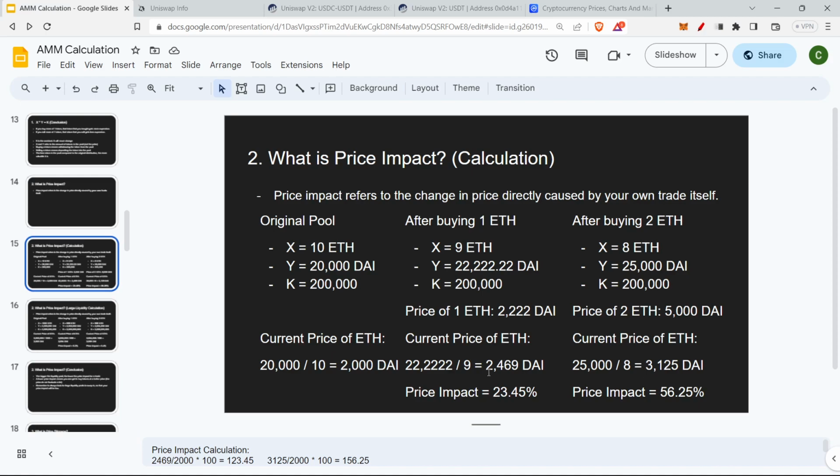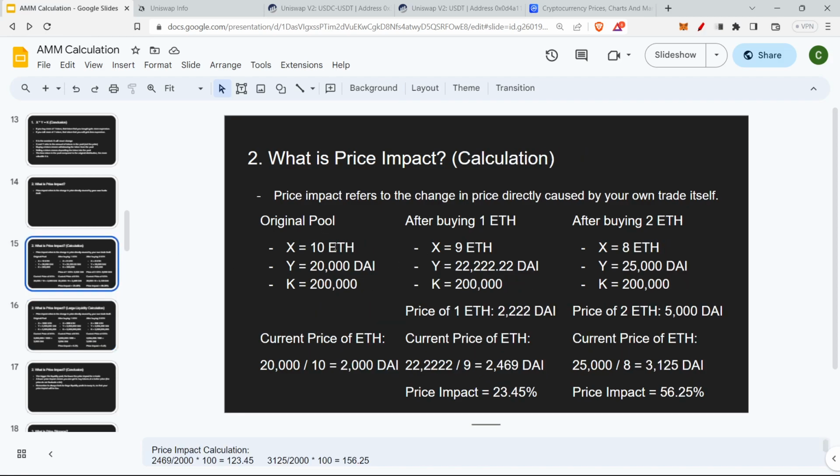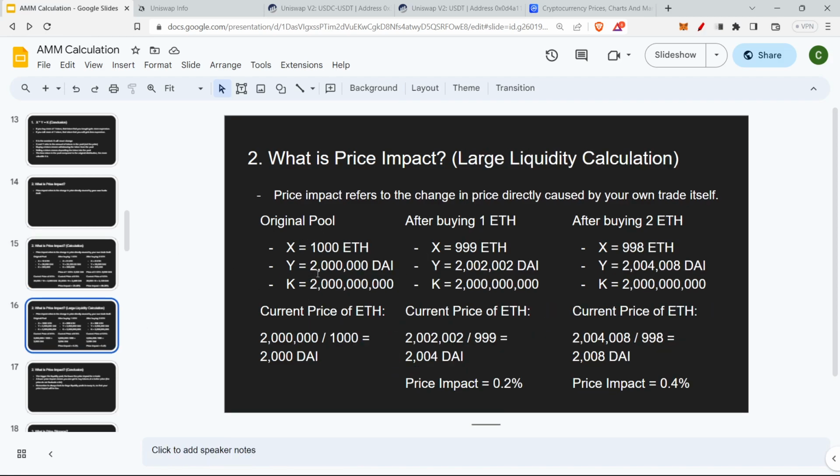This is a really high number, and you don't want a high number for your price impact. So how do you not have a high number for your price impact? You have large liquidity. Take the same example, but you just enlarge it.